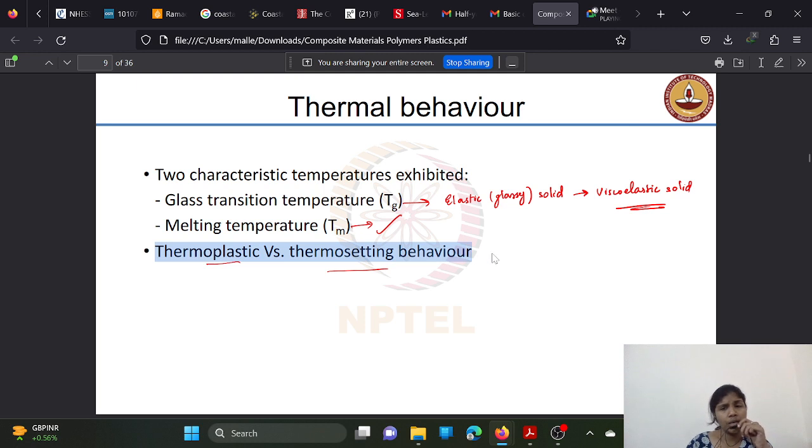Another two types of behavior we are going to discuss here are thermoplastic versus thermosetting behavior. Thermoplastic is nothing but with an increase in temperature, the material will undergo plastic deformation. But in the case of thermosetting behavior, it will not show any plastic deformation, but it will eventually go for brittle failure with an increase in temperature. That is thermosetting behavior.